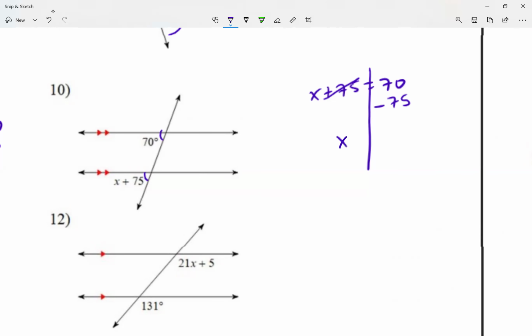So I get x is equal to 70 minus 75 is equal to negative 5. X is equal to negative 5. So my answer will just be negative 5. Don't type in any spaces. I know it looks like my negative and my 5 are separated. Don't be typing extra spaces. So just negative 5. Don't add a space in between.